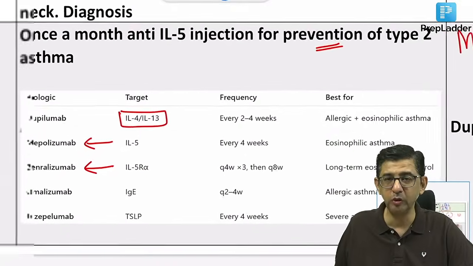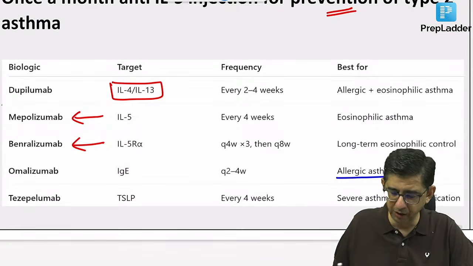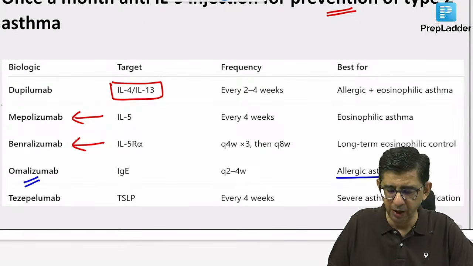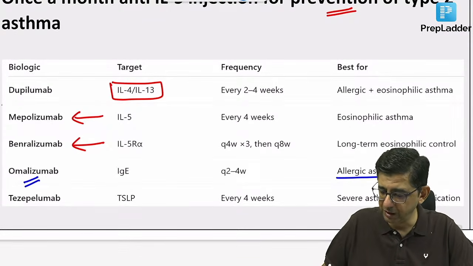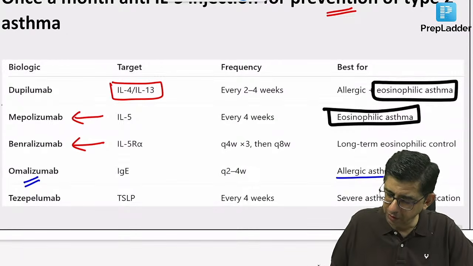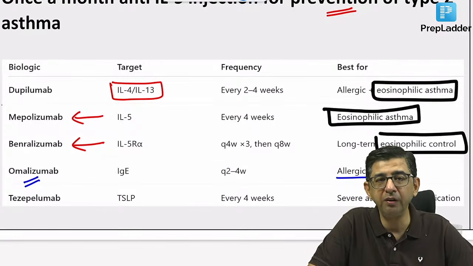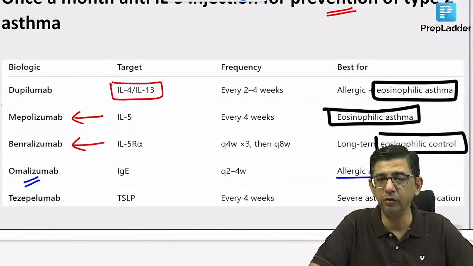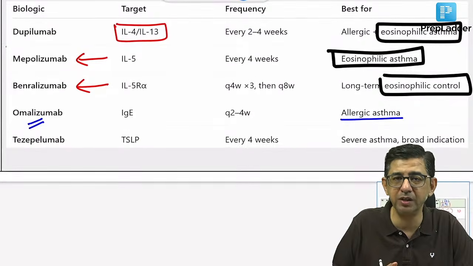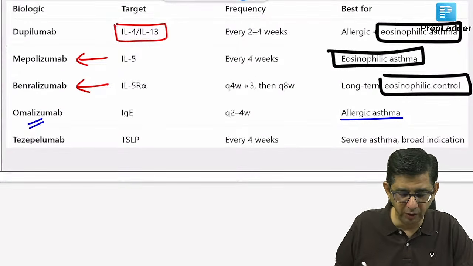And for those of you who could not get this correct, remember, if he says the word allergic asthma, then your answer is omalizumab. But if he says the word eosinophilic asthma, then your answer would be the drugs for interleukin 5, interleukin 4, and interleukin 13. So do take care of those words there. Allergic asthma written, then it is omalizumab. If it is eosinophilic asthma, then it is the drugs which are mentioned.